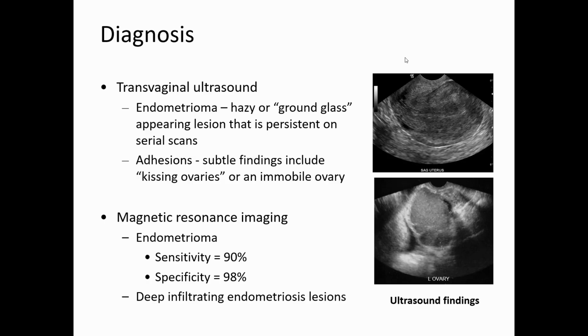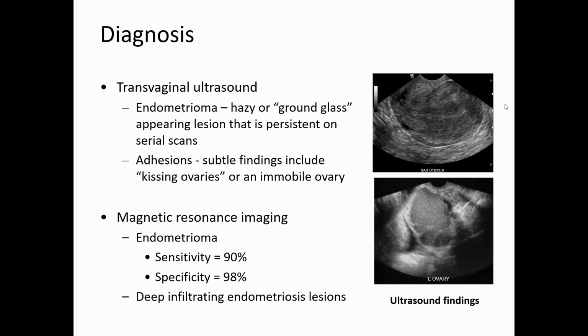Another finding that can be associated with endometriosis, particularly peritoneal endometriosis, is the finding of a retroverted, commonly referred to as a tilted uterus. I've got an image of that in the top image there, which shows what a retroverted uterus might look like on ultrasound.